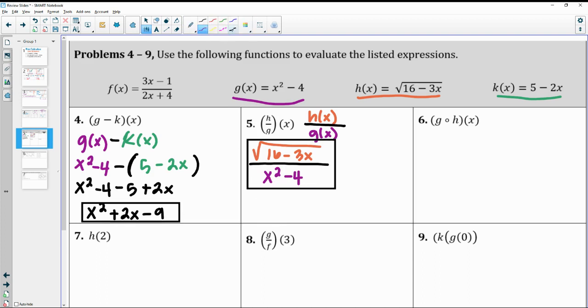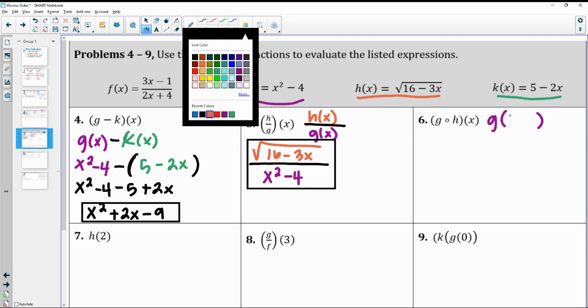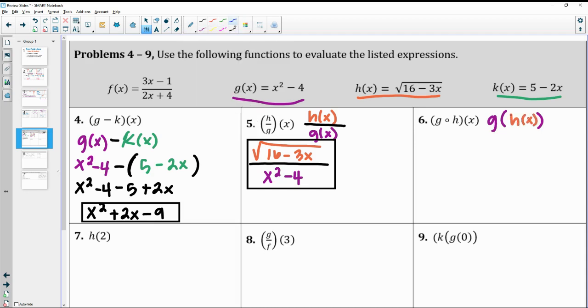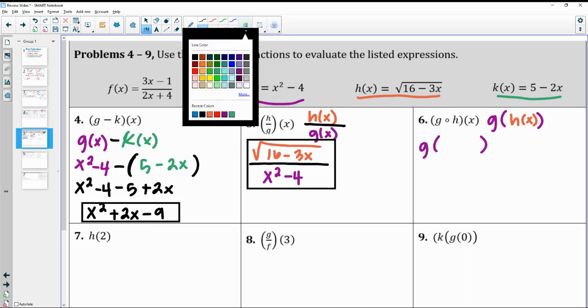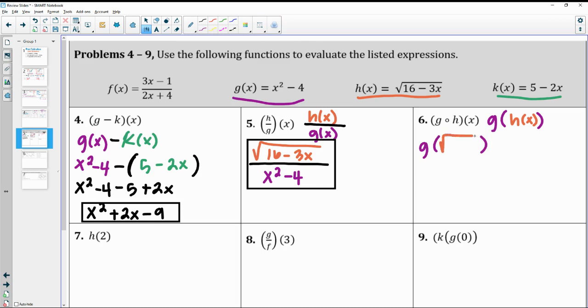Number 6 asks us to do a composition. So we're going to do g of h of x. We're going to plug the h of x function into the g function. And so the h of x function is that square root of 16 minus 3x. So we'll put that into the g function everywhere we see x. So the g function is something squared minus 4. And that something that we're squaring in this case is the 16 minus 3x.